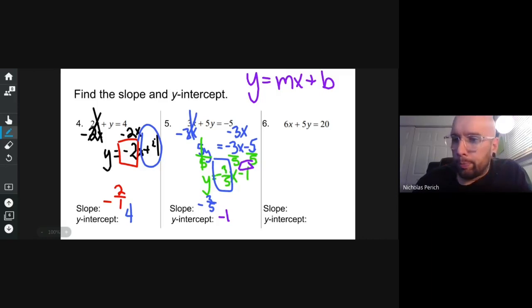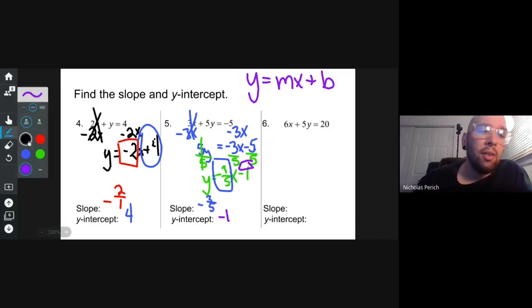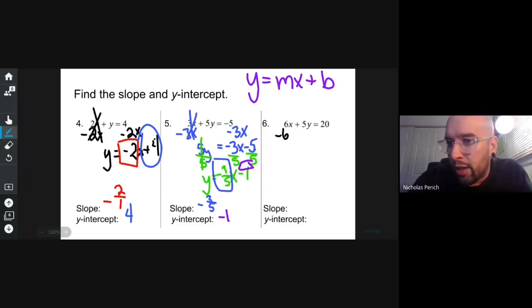Look at problem 6. Is y all by itself? Again, no, and again, not even close. So I have a 6x in the way, and I have a 5 that's being multiplied to y. Always get rid of the guy that's just floating around first. The opposite of 6x is minus 6x, so let's minus 6x from both sides, cross you out.